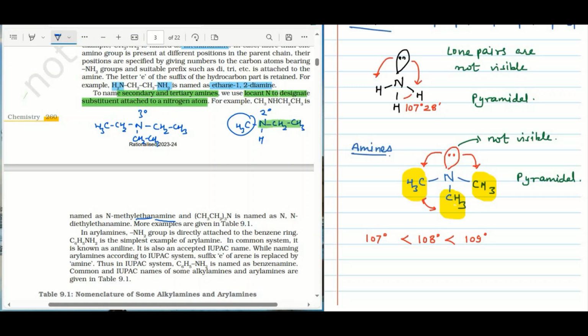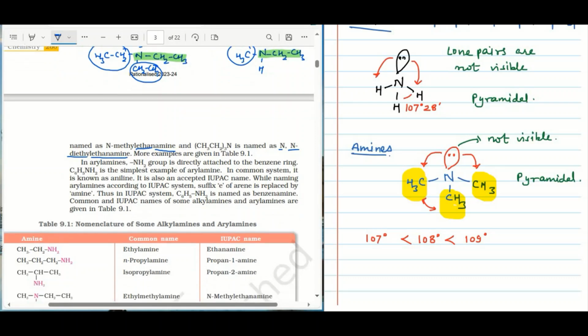Here, when you write the IUPAC name of this molecule, first of all select the longest carbon chain. So this is the longest carbon chain. It is a 2 carbon long chain, so the parent name will be ethane amine. And here this is one substituent, ethyl. This is another ethyl substituent. Both the substituents are bonded to nitrogen, so here you have to write N,N-diethyl ethane amine. More examples are given in table 9.1.